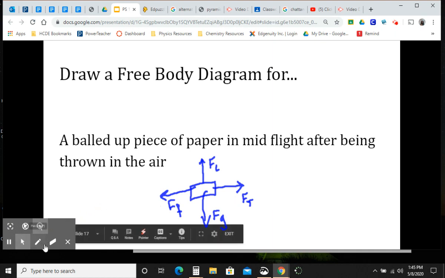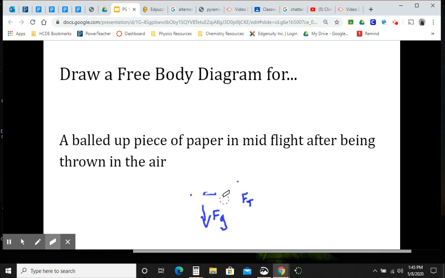Okay, so let's look at our next one here. It says a balled up piece of paper in mid-flight after being thrown into the air. So what we're going to do is finish erasing this and draw a balled up piece of paper. I think a circle would be a good option for that. There's my circle. So it's in mid-flight, so it's moving.